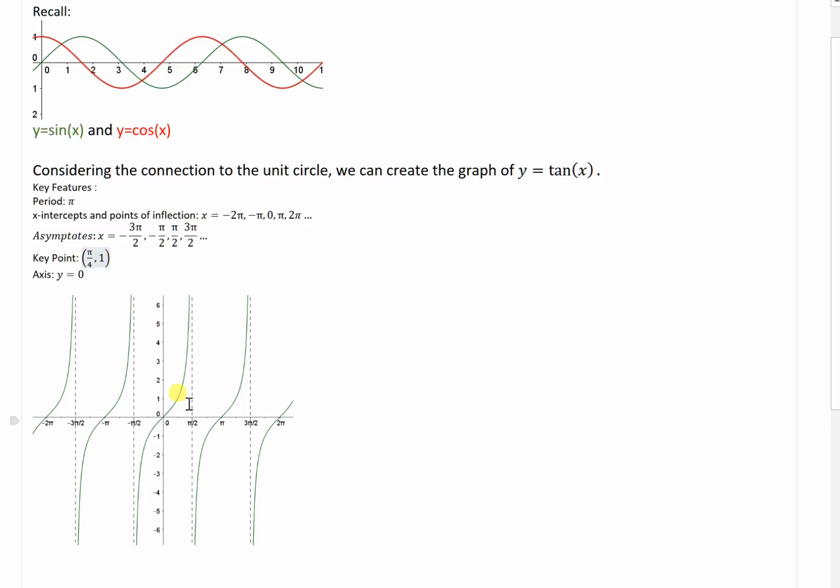Kind of a key point that helps to give shape: at pi on 4, we're at 1. Again, that's one of our special values. Pi on 4 is at 1, just to help give it a little bit of shape. And the axis where the graph is kind of centered about is the x-axis, which is the equation y equals 0. So that's our basic tangent graph.